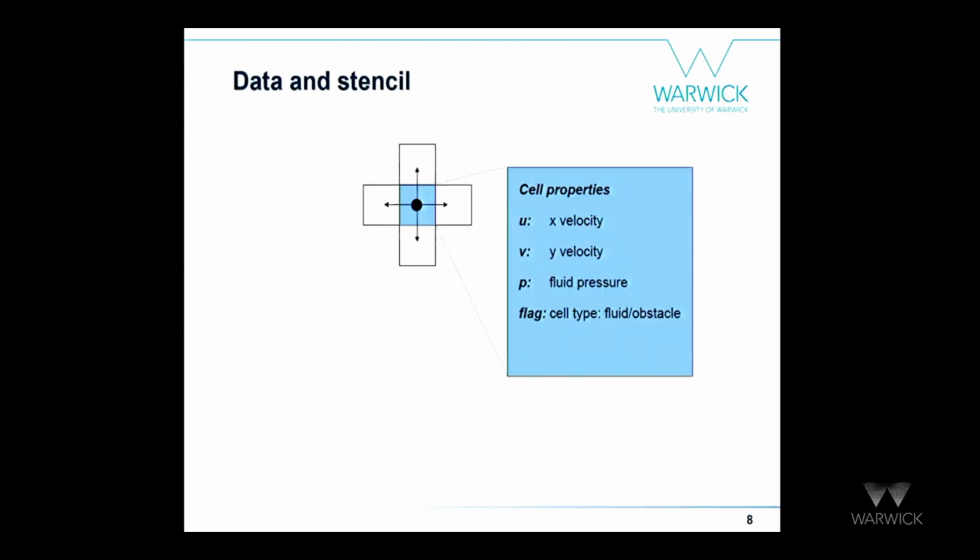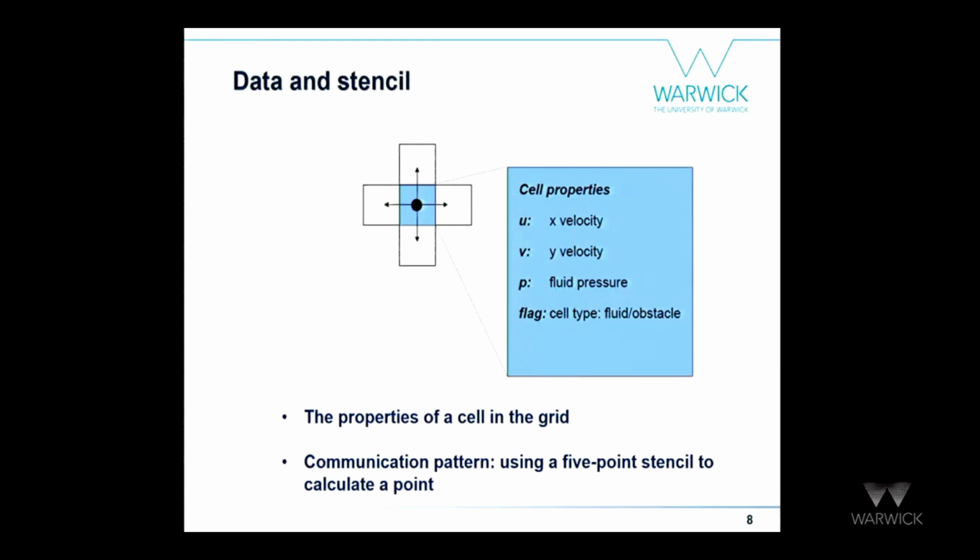For a cell, there are four properties: x dimension velocity, y dimension velocity, pressure, and the cell type. And we have a communication pattern as well. In order to calculate 1 point in this code, it needs to get data from 4 neighboring points. We call it a 5-point stencil, because there are 4 neighboring points plus the point itself. So we use a stencil of points to calculate the solution for a point.